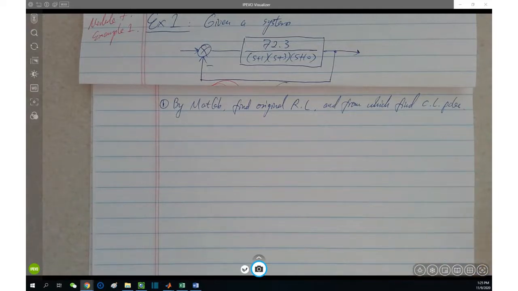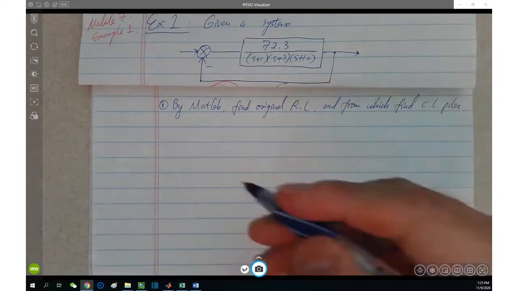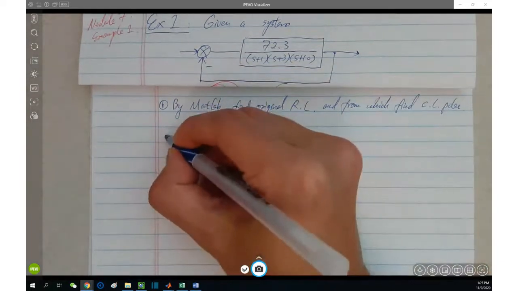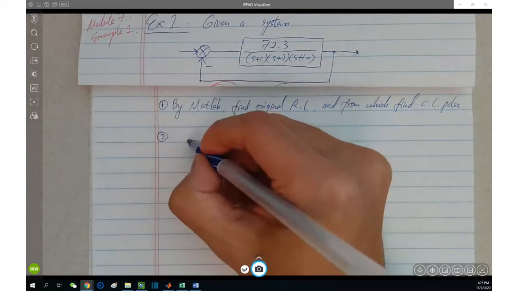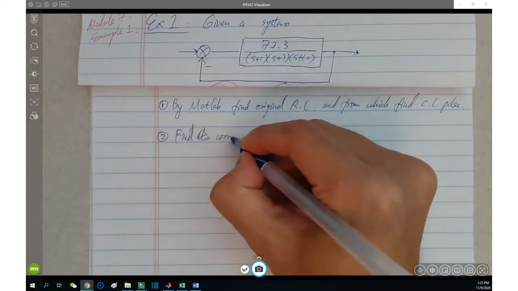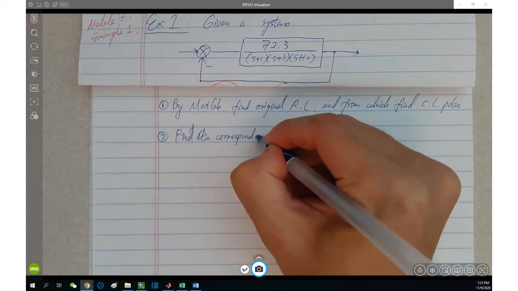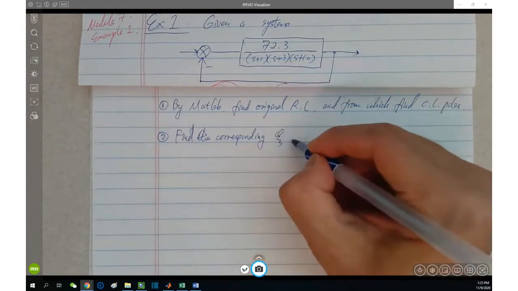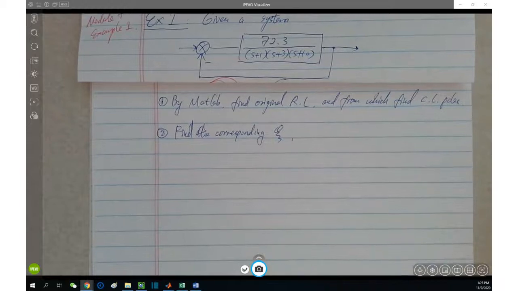By algebra, of course, you can find closed loop poles, right? The second question is asking, find the corresponding... what is this guy? Anyone remember?